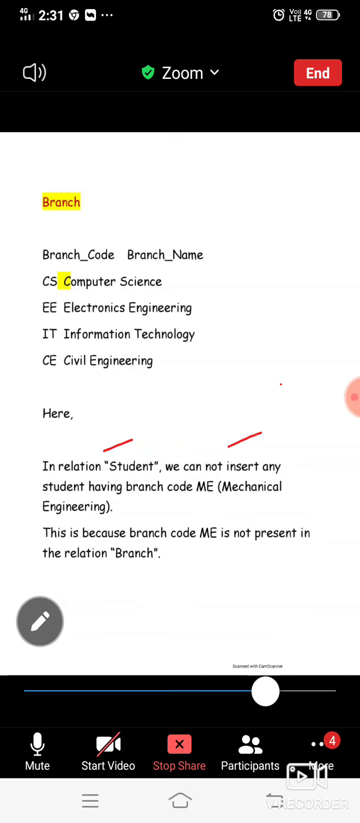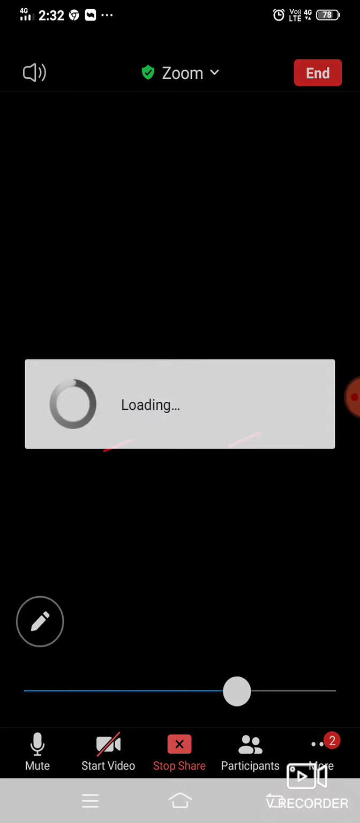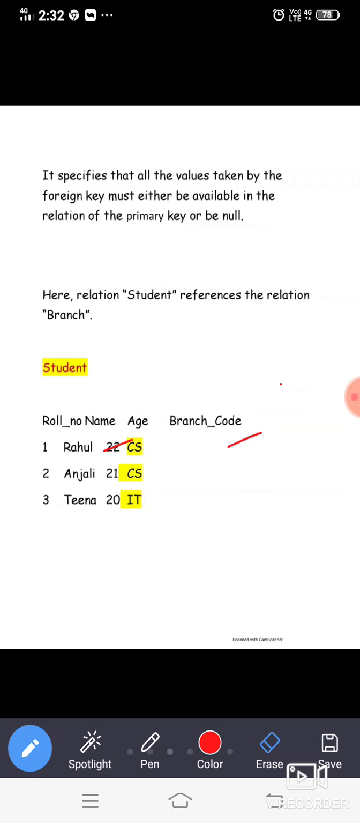Now tell me what is the common column, or the column with the same name, that exists between the first and the second tables. Give me a reply. Between the student and branch table, what is the common column that you can see? So here the common column is nothing but the branch code.